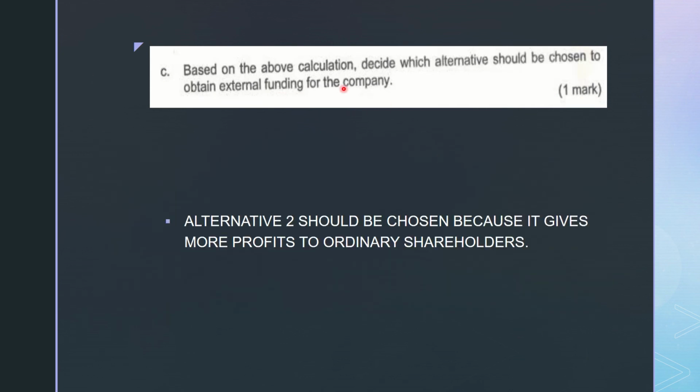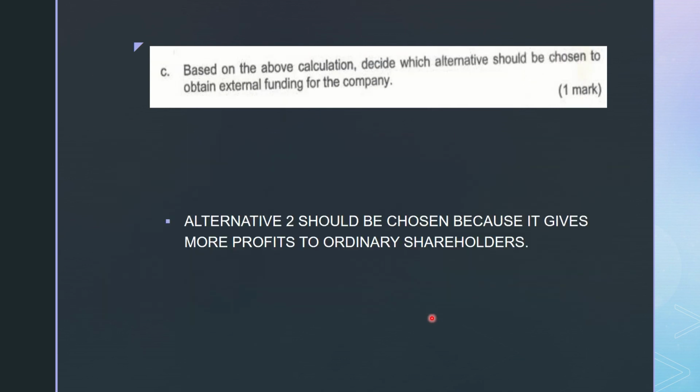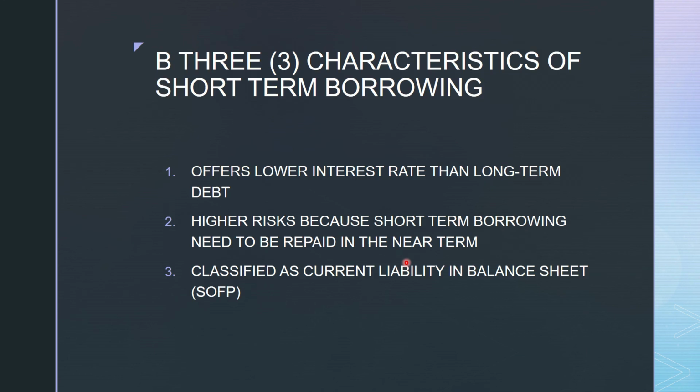And for C, based on the above calculation, decide which alternative should be chosen to obtain external funding for the company. Based on your answer in B, let's compare the first alternative with the second alternative. Based on the profit available per ordinary share, the second alternative is much higher as compared to the first alternative. So you can make a decision to choose alternative 2 because it gives more profit to ordinary shareholders.